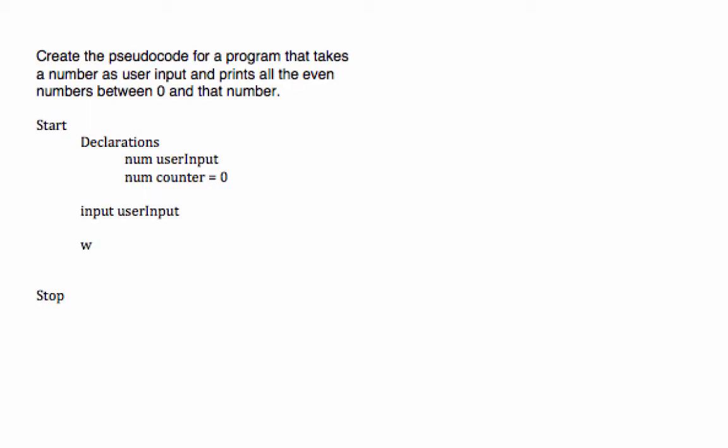I'm going to start with the keyword while, and what I want to do is go from 0 to the user input. And the value 0 is currently in my counter variable. So I'm going to start with while counter is less than or equal to the user input, I want the loop to run. Once counter is greater than user input, that means I've printed out all the even numbers between 0 and the number that the user put in. So at that time I want to exit my loop.